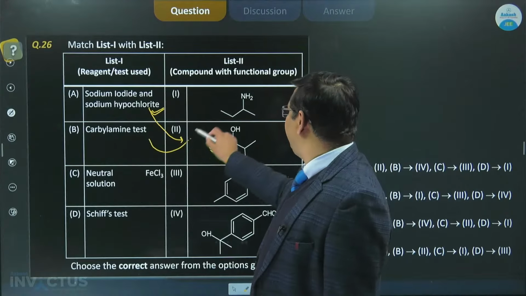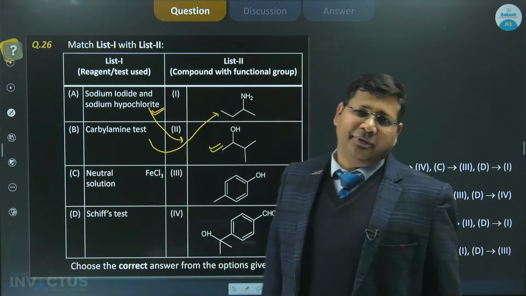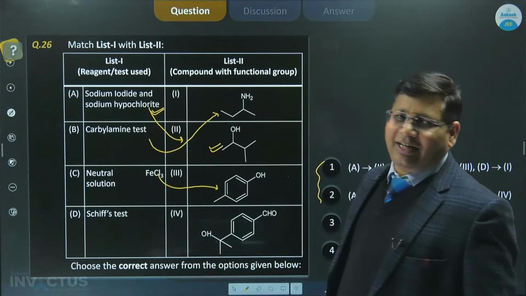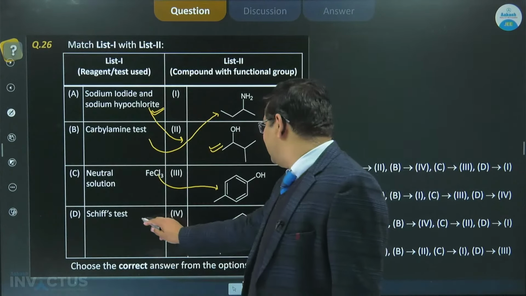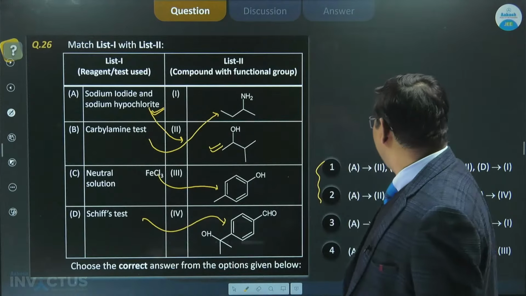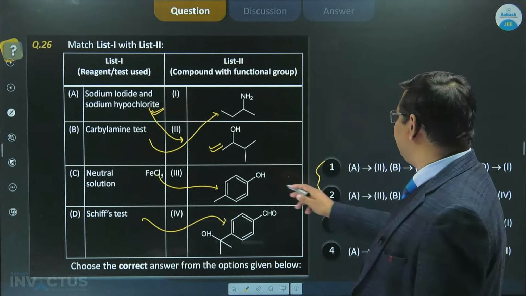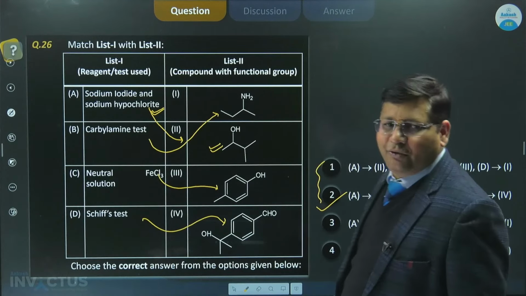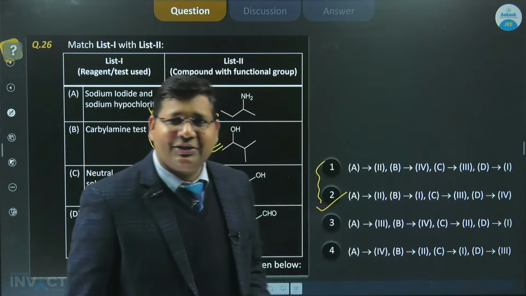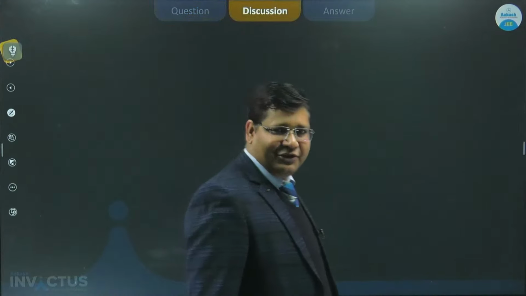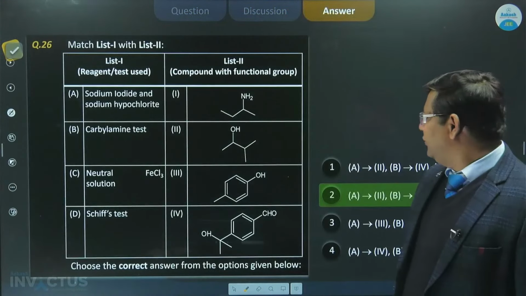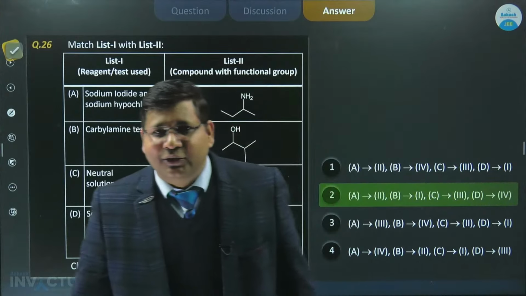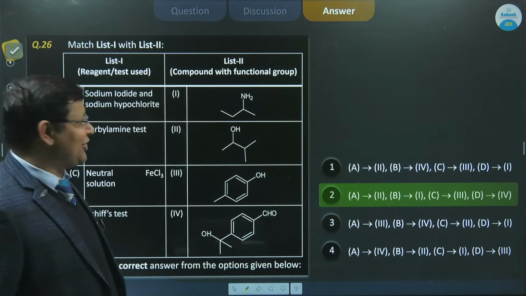Carbylamine test is for primary amine, right? And neutral FeCl3 is for phenol. It is a direct matrix match, I think, and the Schiff test is for the aldehyde family, right? So now students, which one is the correct option? A2, B1, D4, and option 2 is the correct one. I hope you have done this correct. So let me check the answer of this question. The answer is 2, which is the correct option, right? So let's go to the next question.